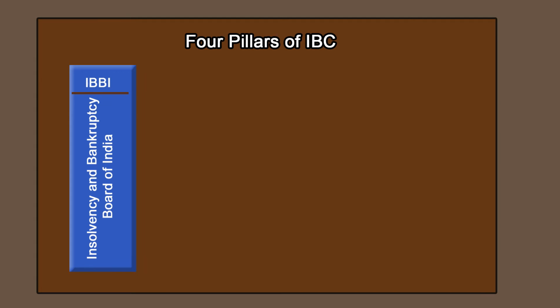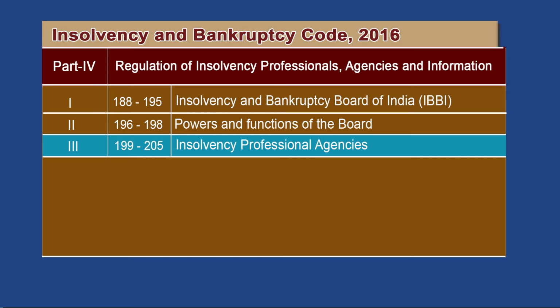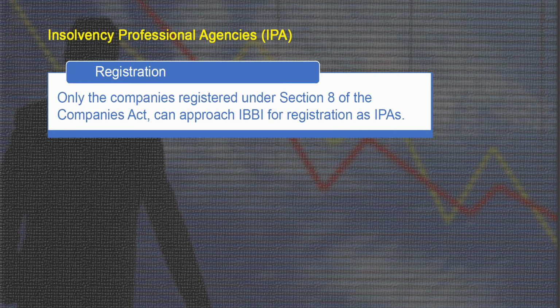Students, now let us discuss the second pillar of IBC, that is Insolvency Professional Agency. Part 4, Chapter 3 under sections 199 to 205, read with rules, IBBI model bylaws and governing body of IPAs regulations 2016 and IBBI Insolvency Professional Agencies regulation 2016, deals with insolvency professional agencies. Now, let us understand the procedure for registration.